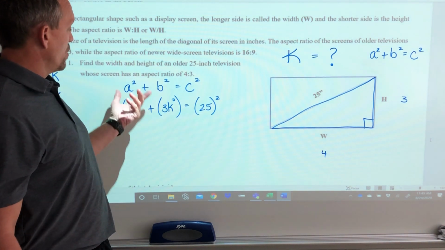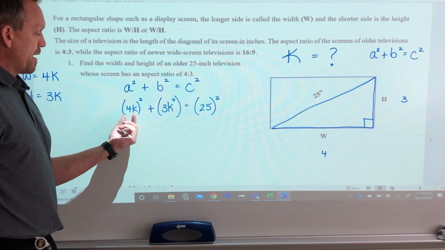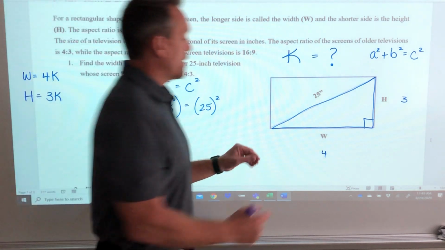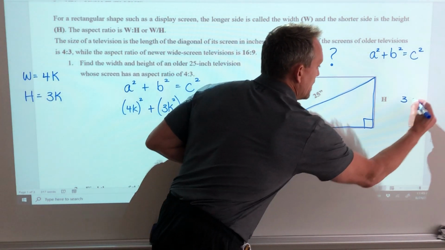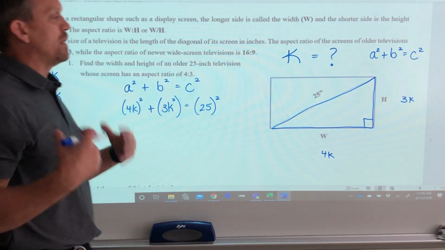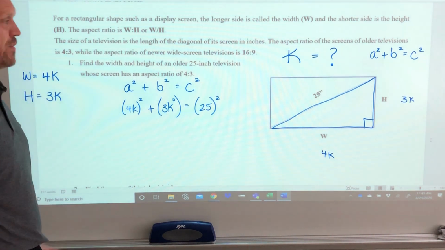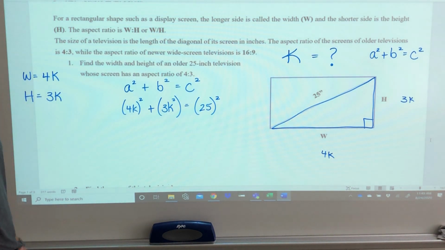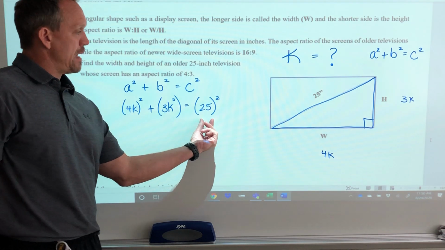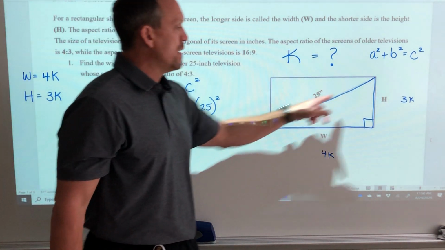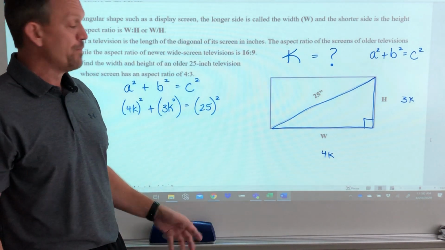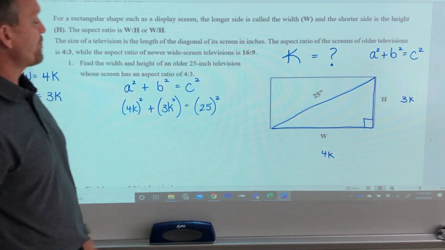So we'll use the Pythagorean theorem. And since W is 4K, we don't know what that is. We don't know what the value of K is. We have to determine that. And there's no K in our diagonal. Our diagonal, we know the length of it. It's 25. Here, we don't know the length of it.